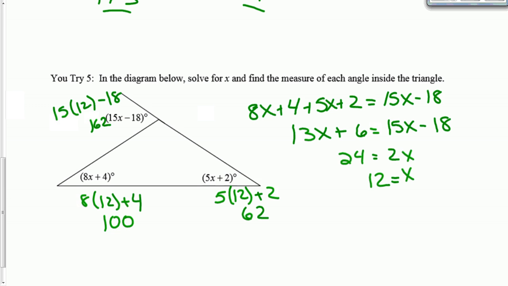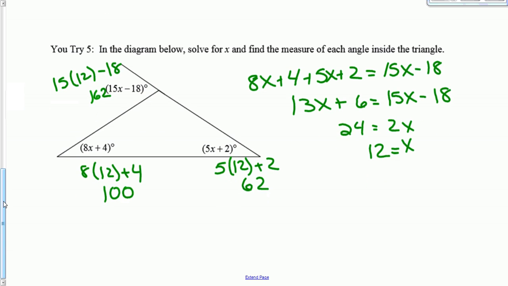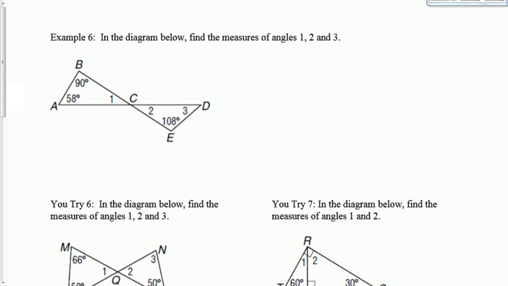Okay, so big things for today. The sum of all three interior angles is 180. The sum of the two remote interior angles is equal to the exterior angle. Okay, we're going to finish up with a couple last very small things, nothing too crazy back here, just using all the concepts we've known.